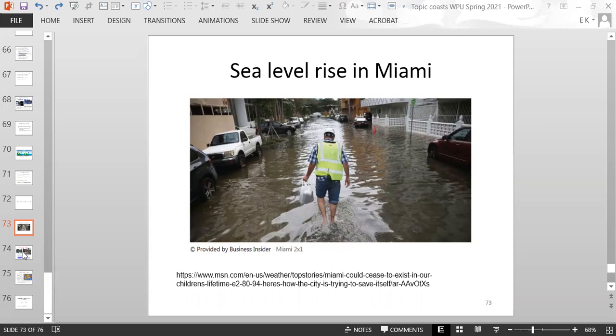So this is happening basically now, okay? Sea level rise and the problems that it is related to is happening now. This is not something like, oh, 200 years from now, we're gonna have a problem. No, this is now.